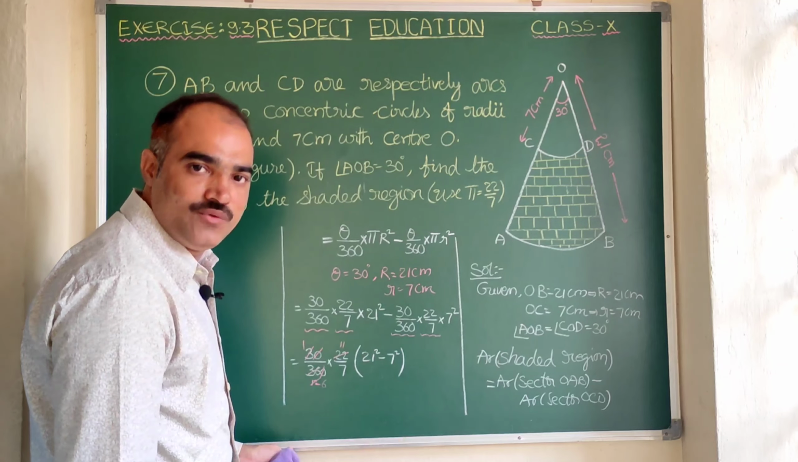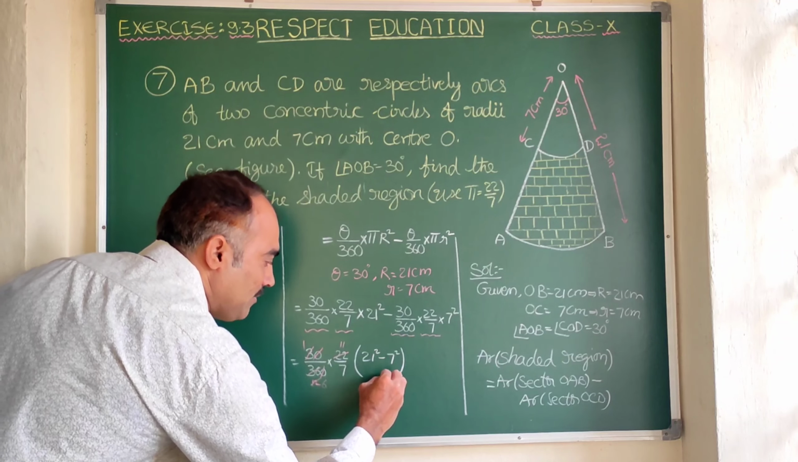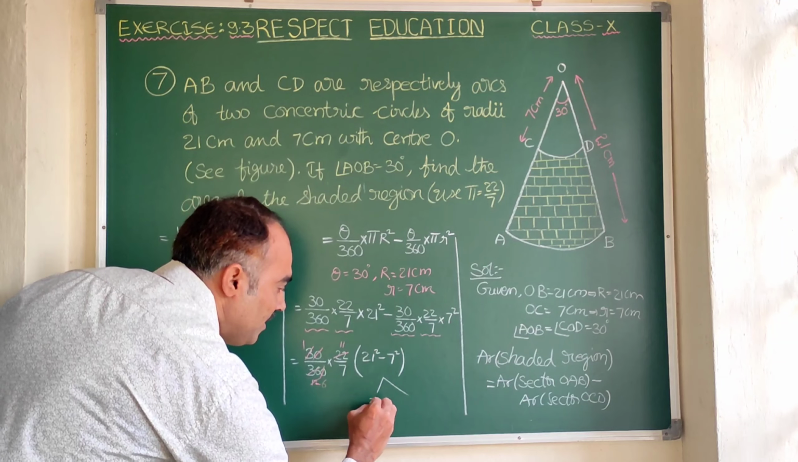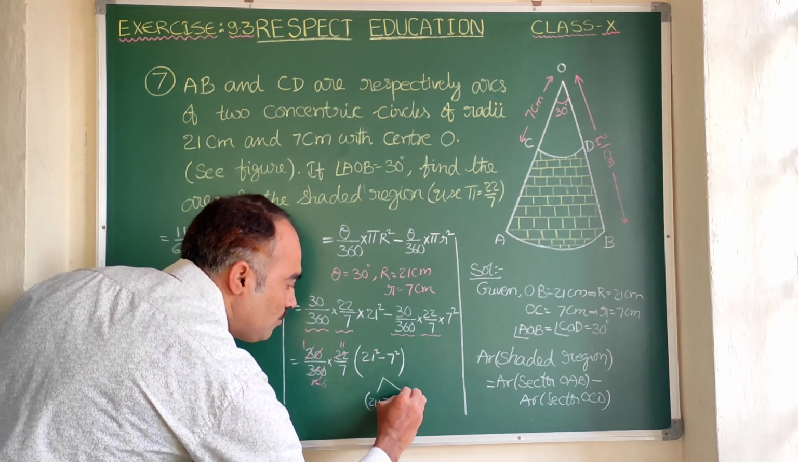If not, you can apply the formula a plus b into a minus b, a square minus b square. a plus b into a minus b means 21 plus 7 into 21 minus 7. Here I am writing it split as 21 plus 7 into 21 minus 7. This is easy because 21 plus 7 is 28, which can be cancelled with 7. That is the reason. So this is 28 into 21 minus 7, which is 14.